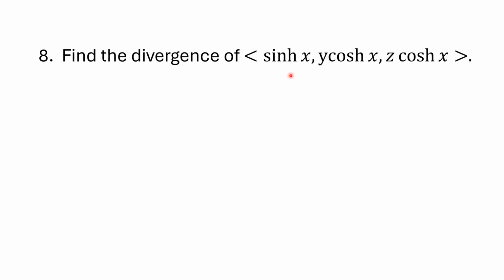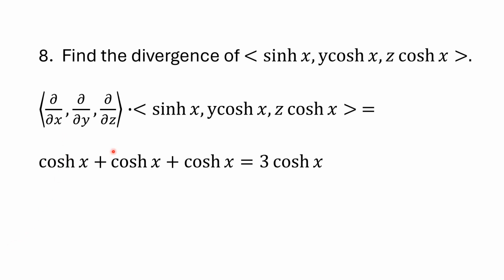Find the divergence of the hyperbolic sine of x, y times the hyperbolic cosine of x, and z times the hyperbolic cosine of x. Partial with respect to x of the hyperbolic sine of x is the hyperbolic cosine of x. The partial with respect to y of y times the hyperbolic cosine of x, we treat the hyperbolic cosine of x as a constant here. So the derivative of y is 1, and we get the hyperbolic cosine of x. And likewise with the z, we get the hyperbolic cosine of x, and the partial with respect to z of z is 1. So we get 3 times the hyperbolic cosine of x.